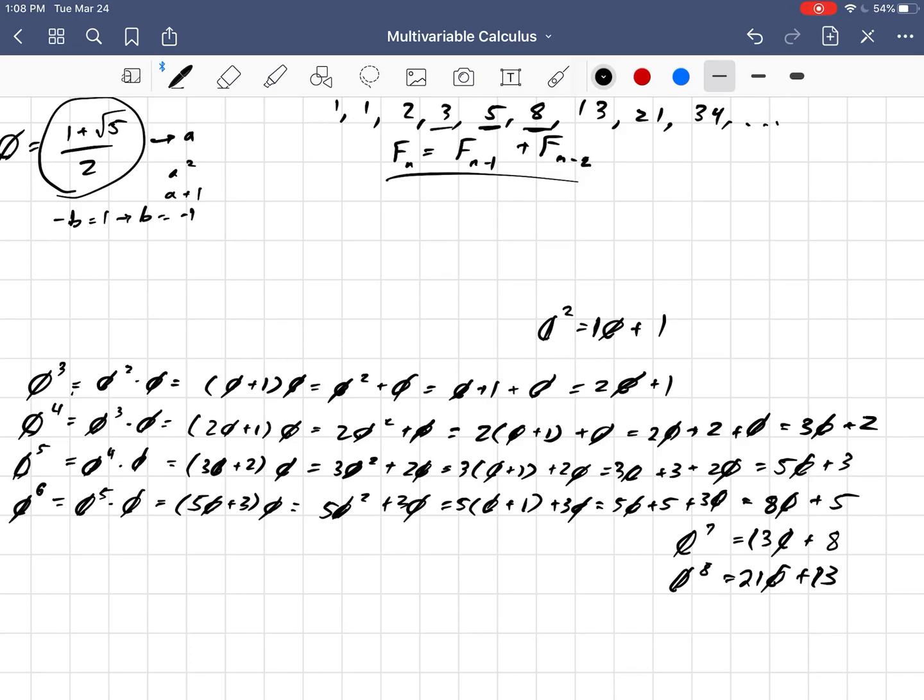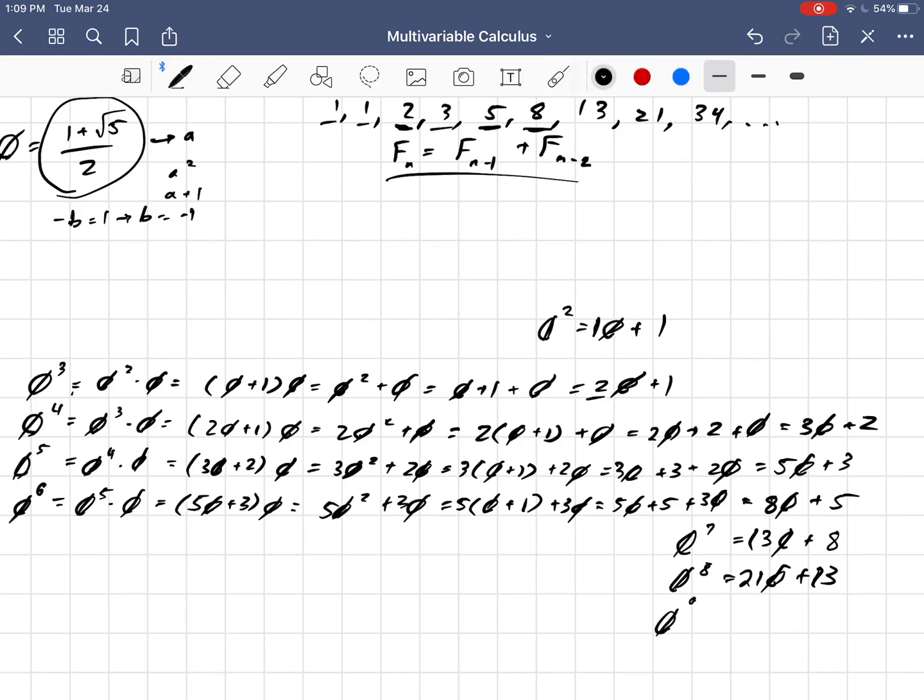Now look, phi squared is really a 1 phi plus 1, okay? We have a 1 phi plus 1. Now, phi cubed is 2 phi plus 1. This is 3 phi plus 2. This is 5 phi plus the 3. And 8 and 8 and 5 and 5 and 13 and 13 and so on and so on. So you get the idea.